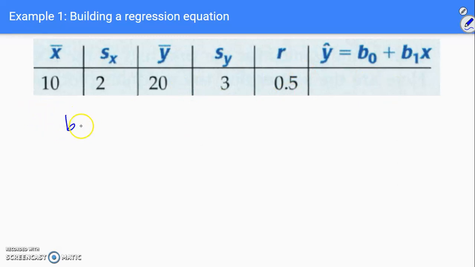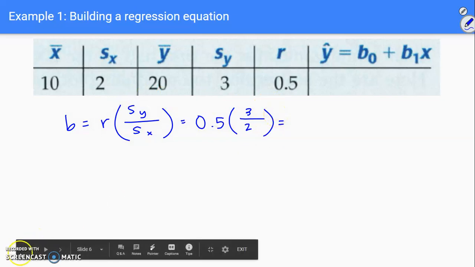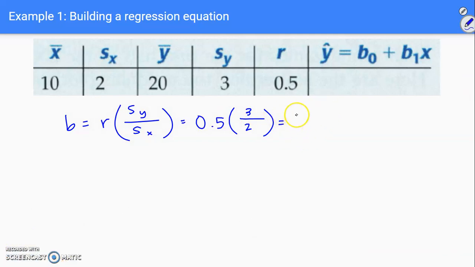So the slope, which we call b, is going to be your correlation times standard deviation of y divided by standard deviation of x. I always like to think of it as rise over run still, so y is always on top and x is always on bottom. So my correlation for this set of data was 0.5, so pretty weak correlation. Standard deviation of y is 3, divided by standard deviation of x, which is 2. So I have 0.5 times 3/2, which is 0.75. So that's our slope.